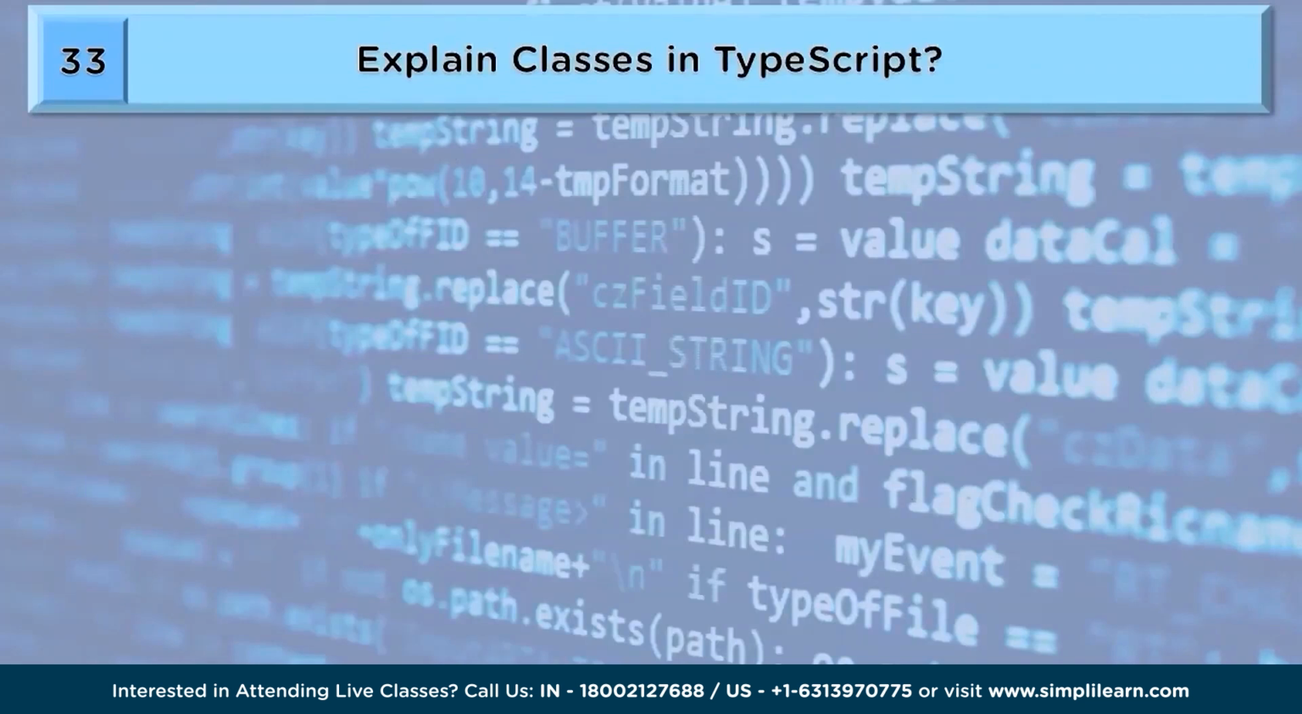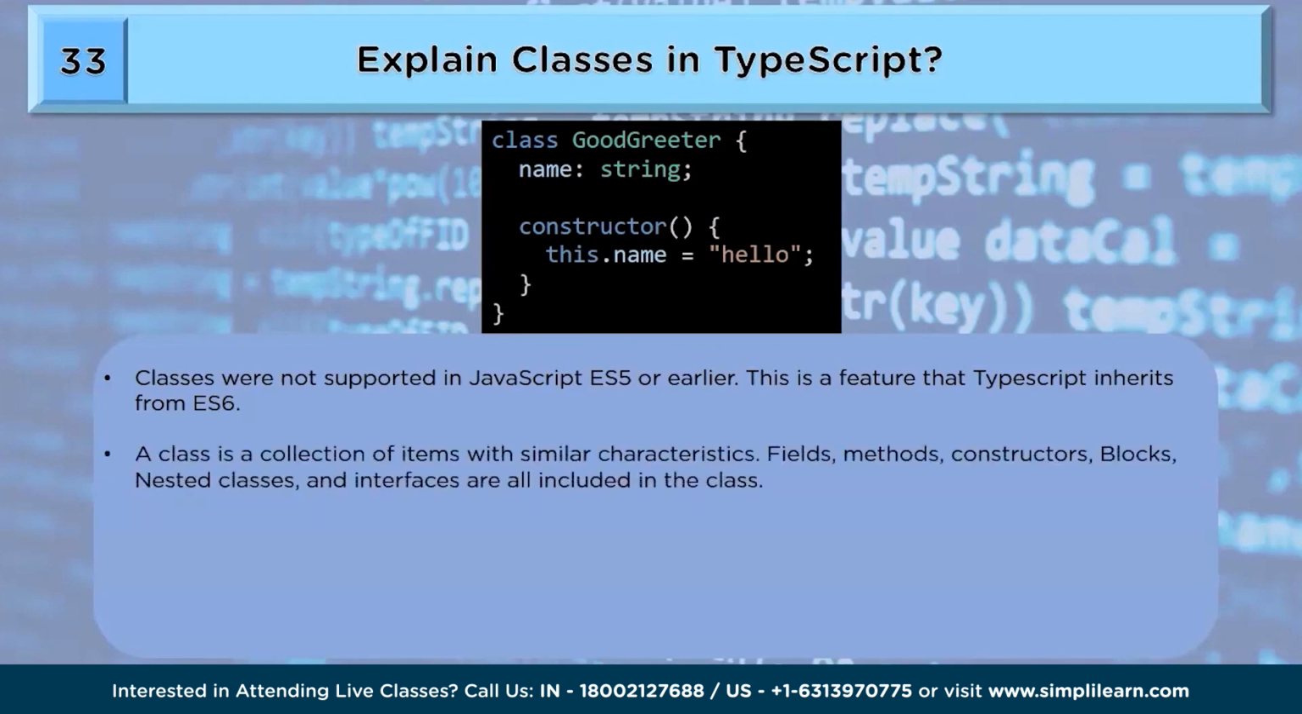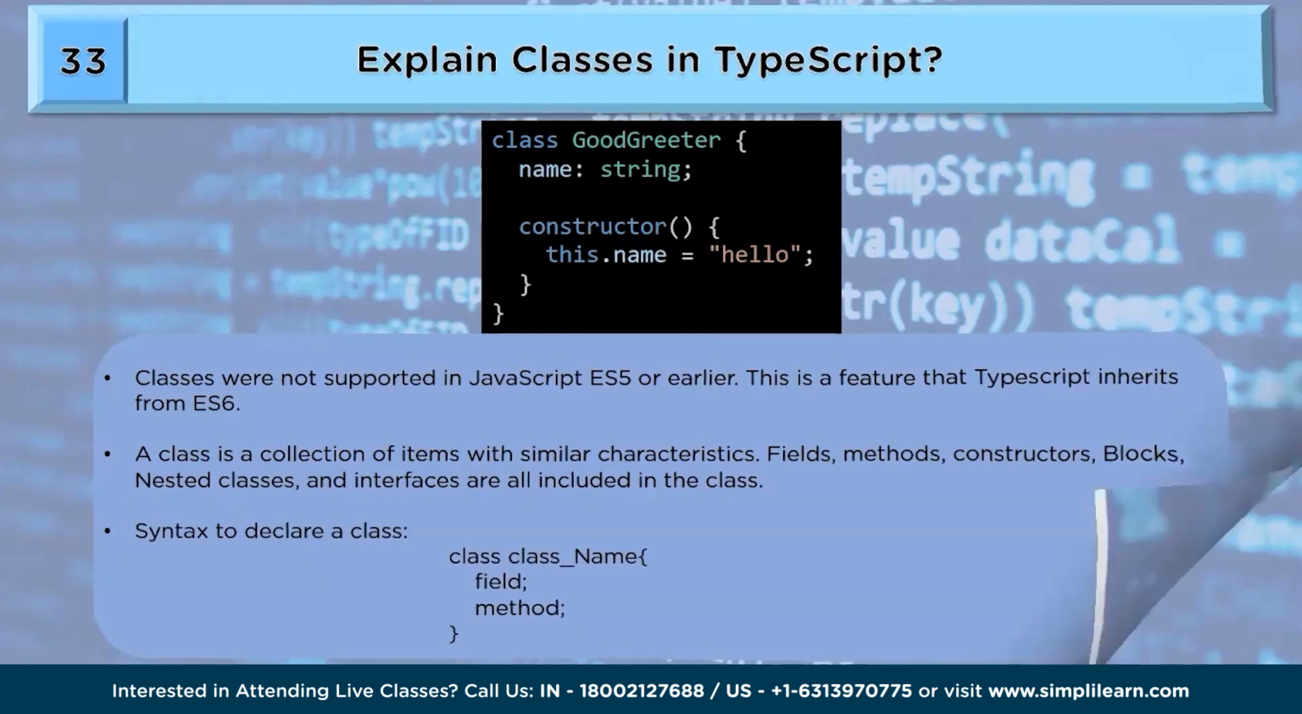Explain classes in TypeScript. Classes are not supported in JavaScript ES5 or earlier. This is a feature that TypeScript inherits from ES6. A class is a collection of items with similar characteristics. Fields, methods, constructor, blocks, nested classes, and interfaces are all included in classes. Below is the syntax to declare a class. In terms of OOPs, a class is a template for producing objects.